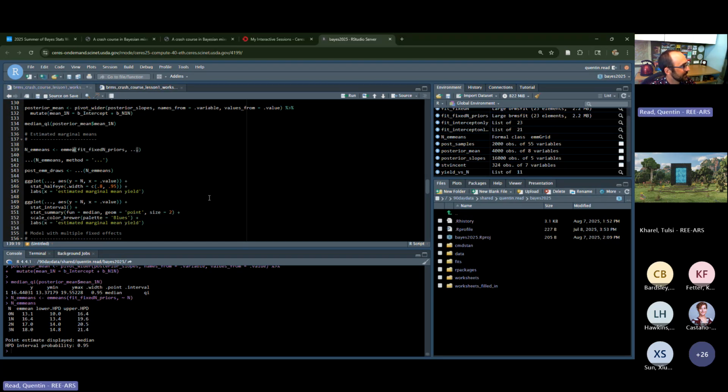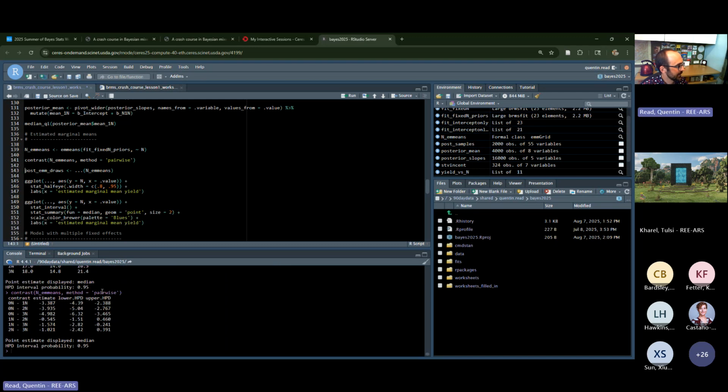So the EM_means was what we did last time, and this formula was tilde n. And next we're going to do contrast, method equals pairwise. Okay, Control Enter. And here we have the differences between each pair of means. So 0 versus 1, it's sort of subtracting the higher one from the lower one, so we get a negative estimate.